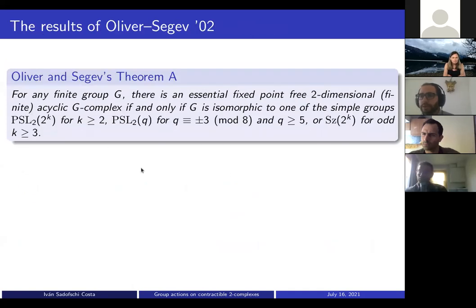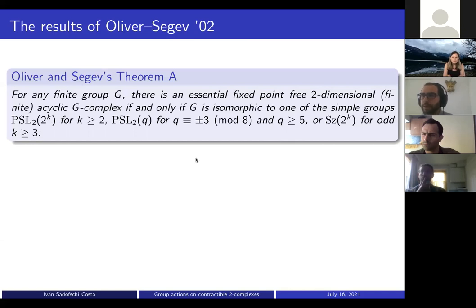First, we need the classification by Oliver and Segev. The classification has 2 parts. The first is Theorem A, which says that for any finite group G, there is an essential and fixed point free 2-dimensional finite acyclic G-complex if and only if G is one of the following simple groups. These are some linear groups over certain finite fields and the Suzuki groups.